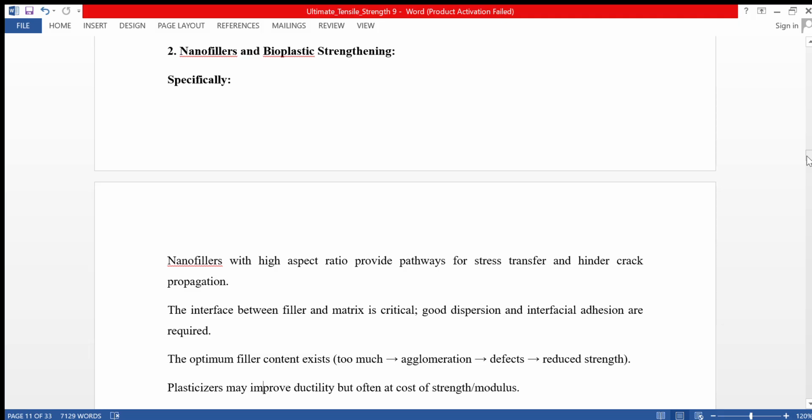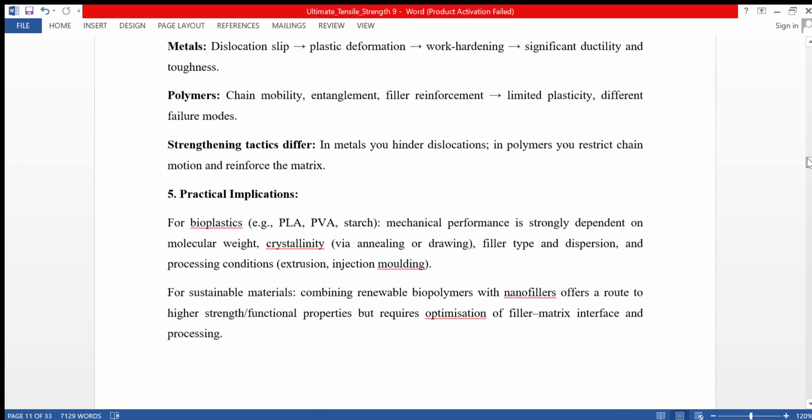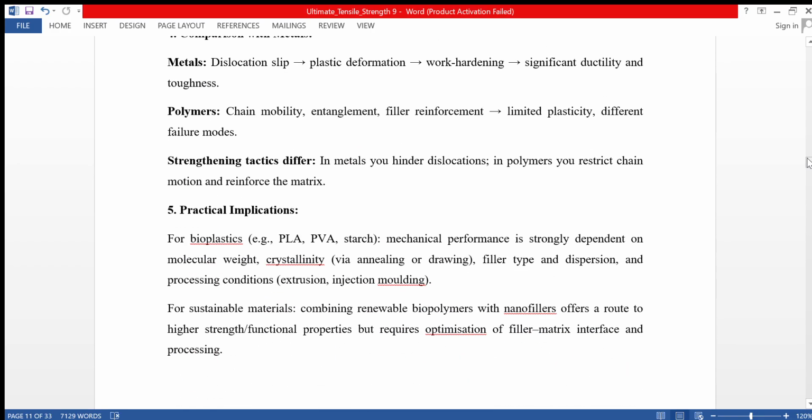Plasticizers may improve ductility, but often at the cost of strength and modulus. Next point is comparison with metals. Metals: dislocation slip, plastic deformation, work hardening, and significant ductility and toughness. For polymers, chain mobility, entanglement and filler reinforcement are limited; plasticity and failure modes are different. Strengthening tactics differ.